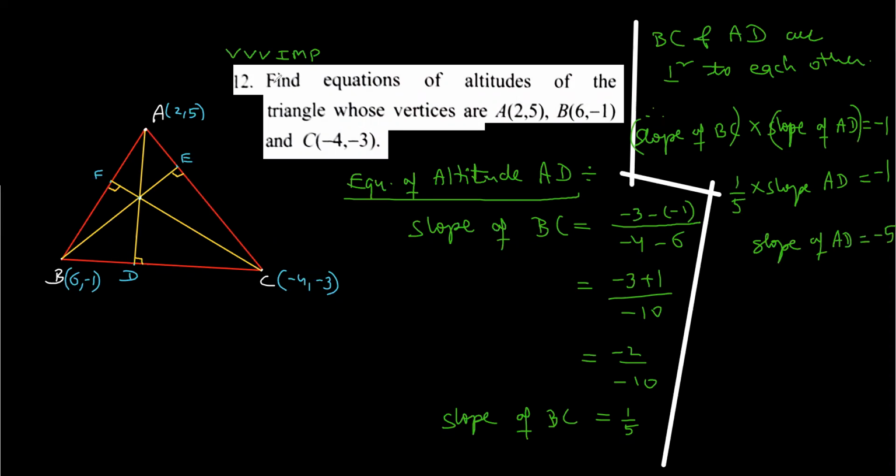Now see, my dear students, I have the slope of AD. Do I have a point on AD? Yes. When I say do I have a point on AD, actually I mean, do I know the coordinates of a point? Yes, I know the coordinates of point A. So I can get the equation of AD in slope point form.